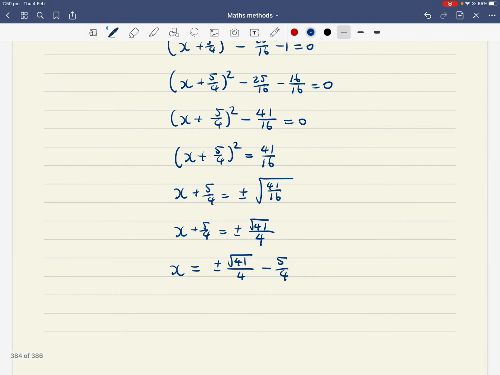We can make it nice and pretty because our fractions on the right hand side have the same denominator, so that gives us minus 5 plus or minus square root of 41, all of that divided by 4 as our solution to that quadratic equation.